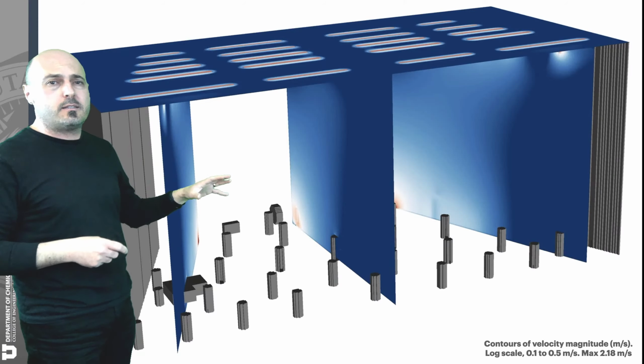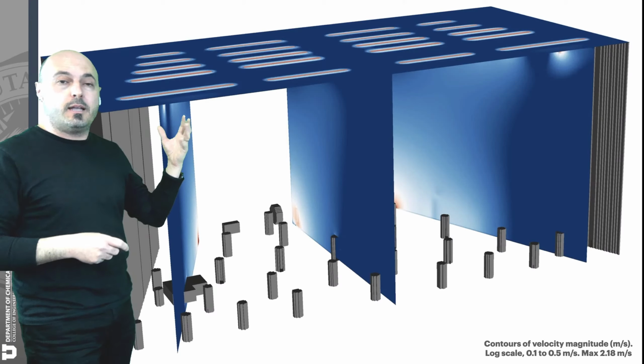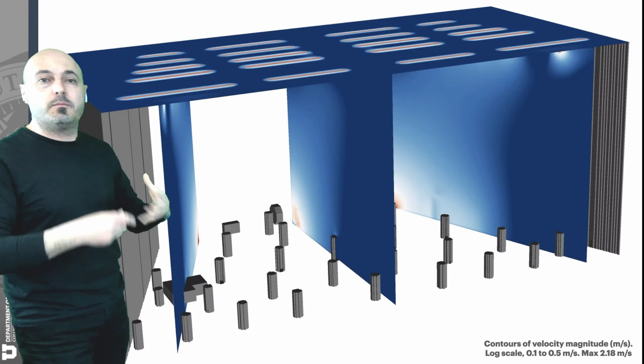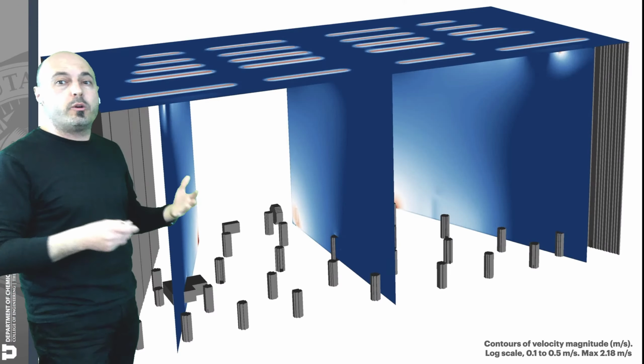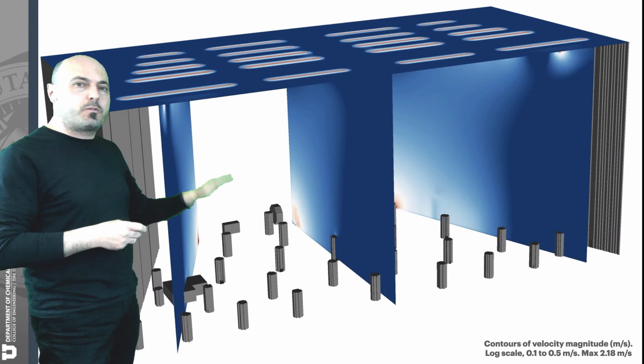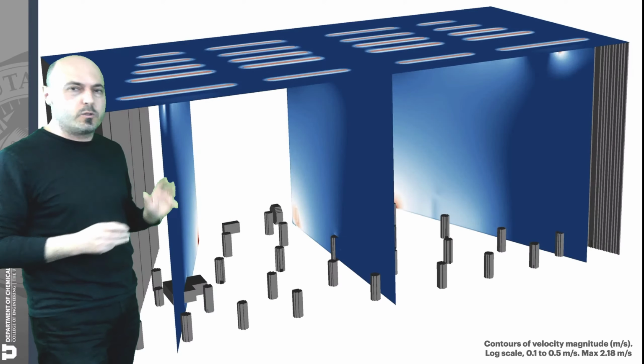So what I'm going to show next are the contours of the instantaneous velocity. That's the speed, the velocity magnitude of the flow shown on a log scale. The color map goes from 0.1 to 0.5 meter per second. These are very quiet and nice flows, very comfortable.